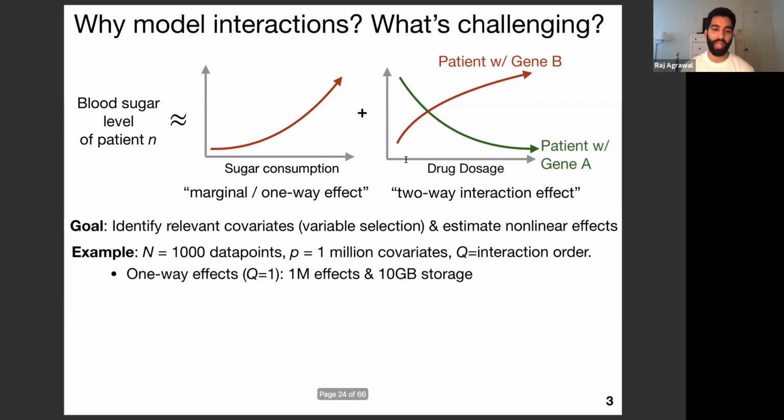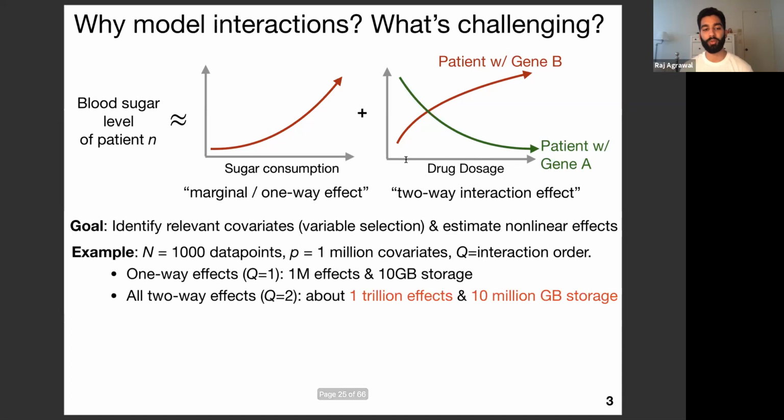If we just have an additive model and we look at the space of one-way effects, then storing that 1,000 by million matrix of effects is going to require about 10 gigabytes of storage. This is something the lasso can readily handle on your laptop. But if you bump up Q by one and look at all pairwise interactions, then suddenly you have a trillion effects, and storing that 1,000 by trillion matrix is going to require 10 million gigabytes of storage.